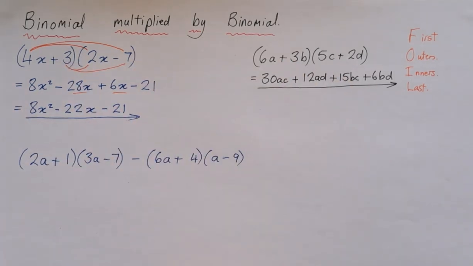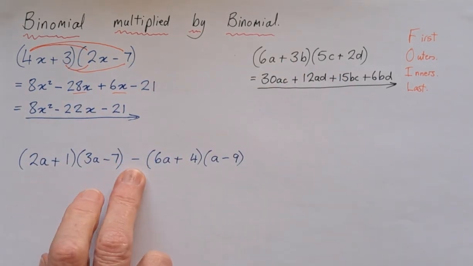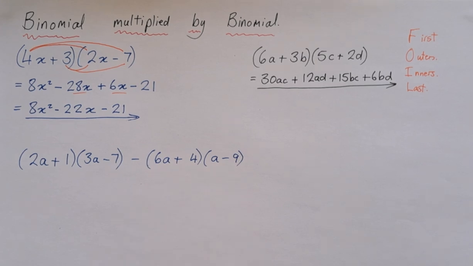So let's put all of this together now, and let's look at a binomial times a binomial minus another pair like that. So we're going to have to do quite a bit of work before we can start adding up at the end to get the final answer. So this I'm going to do with FOIL, and that I'm also going to do with FOIL.